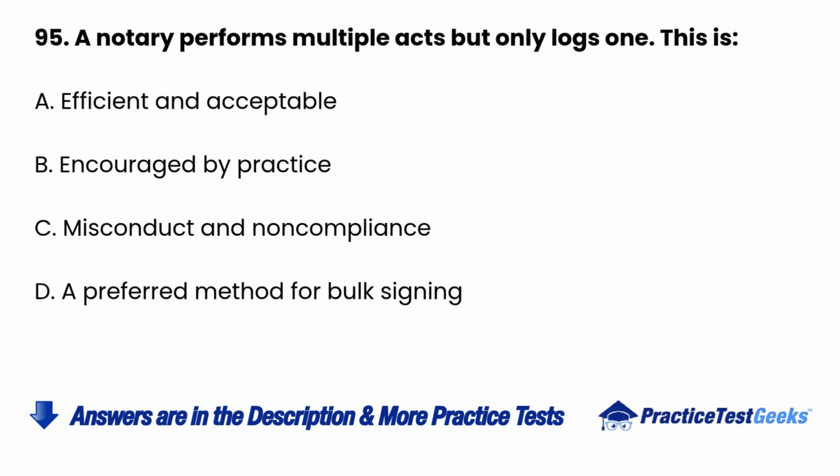95. A notary performs multiple acts but only logs one. This is A. Efficient and acceptable. B. Encouraged by practice. C. Misconduct and noncompliance. D. A preferred method for bulk signing.